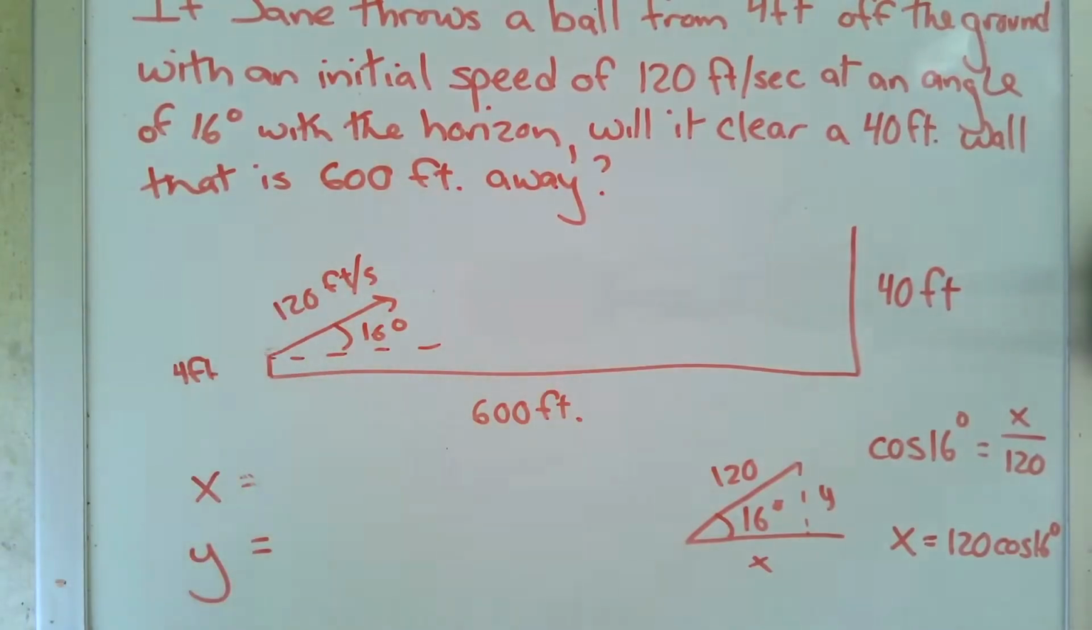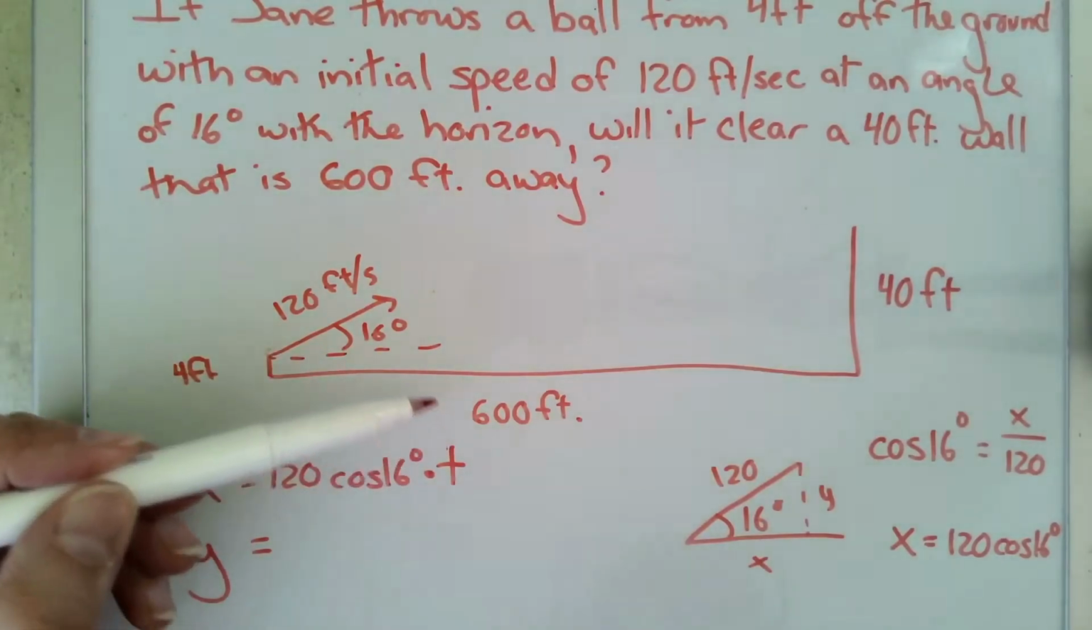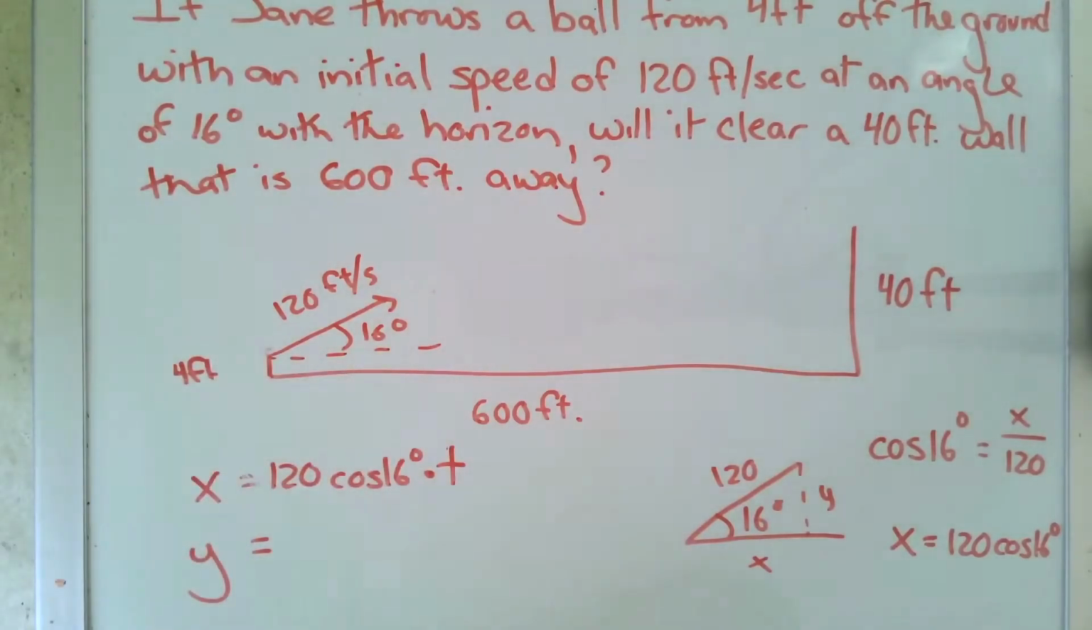But we don't want speed, we want distance, right? We know rate times time equals distance. So this will give us the x distance traveled at time t. Now, punching it into your calculator in this way could leave you vulnerable to having cosine of 16 degrees times t, which we do not want. So I am always going to choose to write this by putting the t in here. So our horizontal distance traveled at any time t is 120t times the cosine of 16.